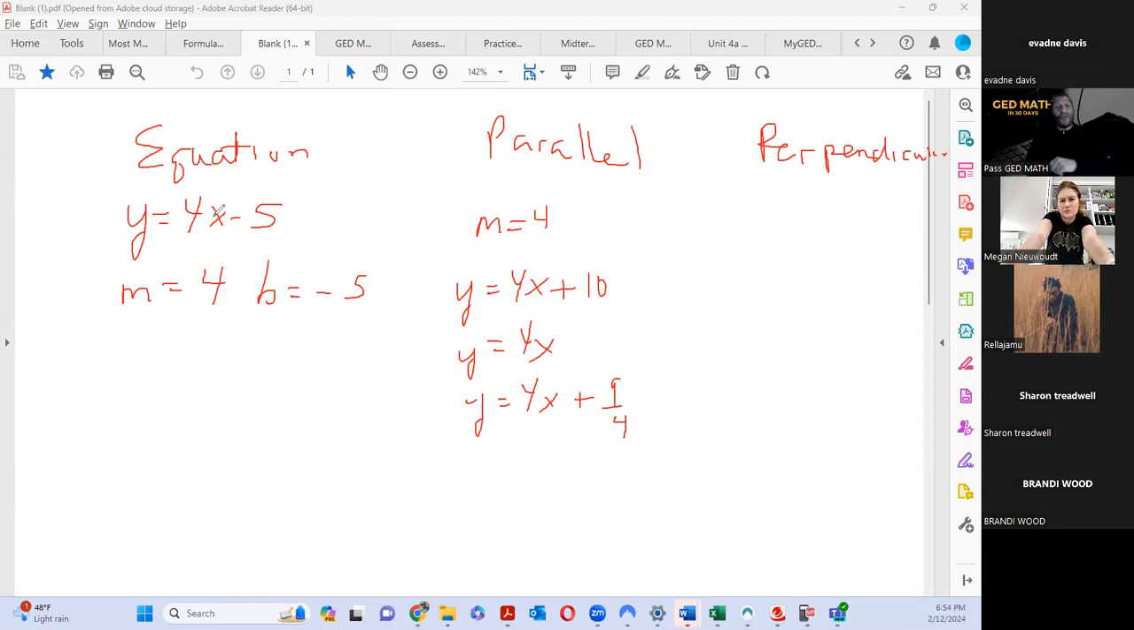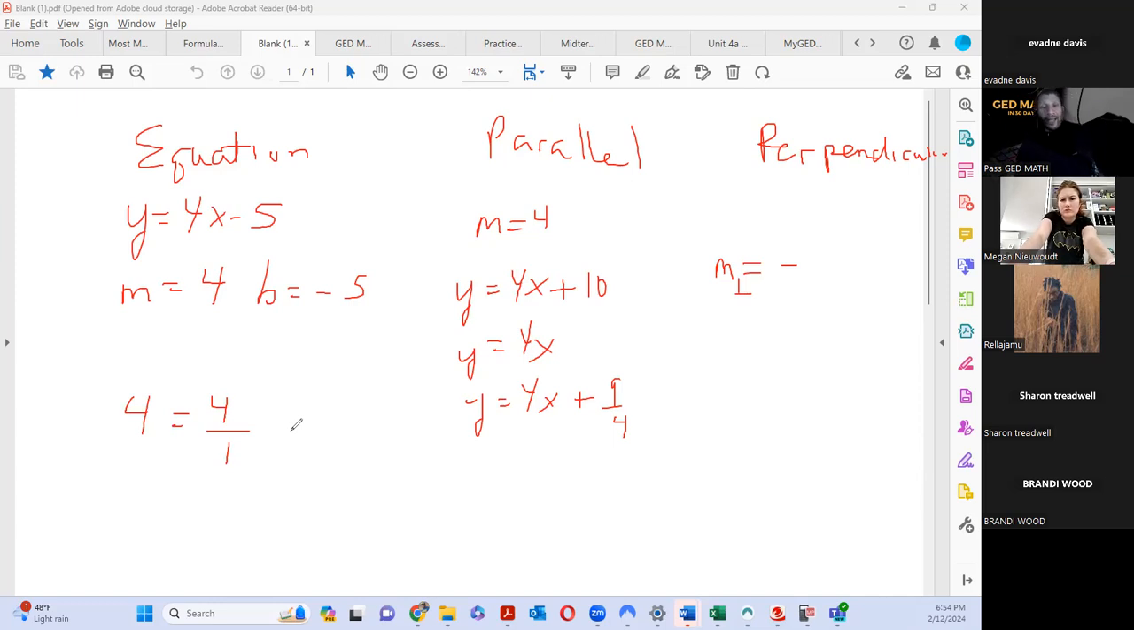Now, what would be the slope of the perpendicular, though? If the slope is 4, how do you flip 4? You're going to have -1/4. So you change the sign. That's easy. How did you get 1/4 though? Because 4 as an improper fraction is the same as 4/1. Over 1, yeah.